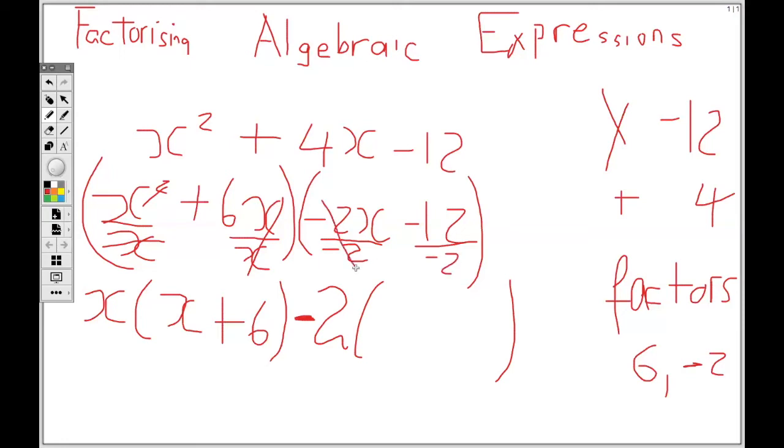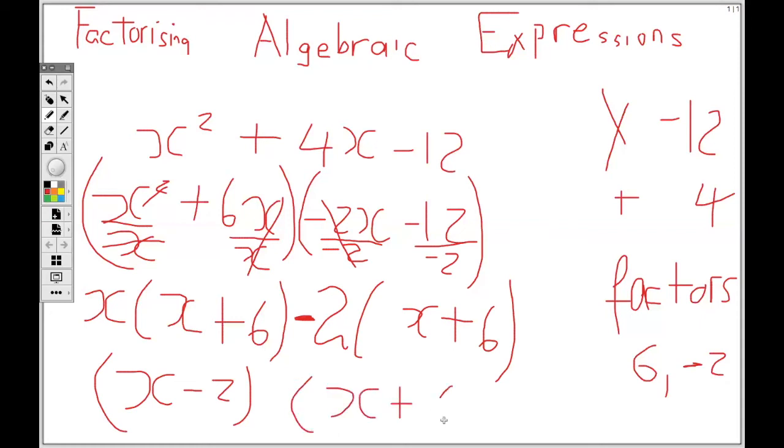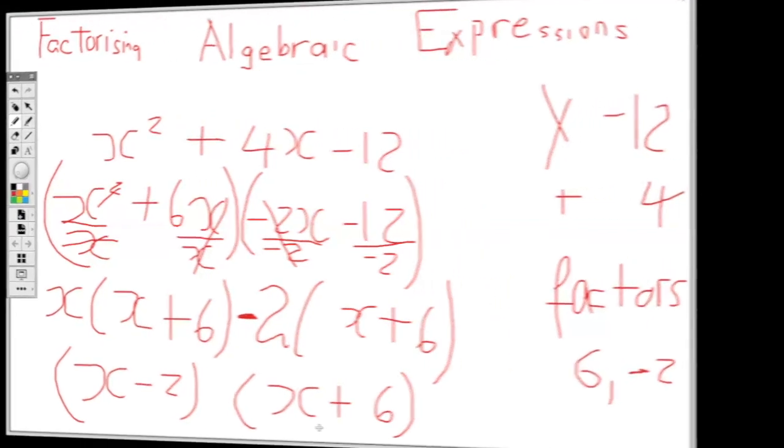So these cancel, so I'm left with x. Then negative 2 into negative 12, that gives us positive 6. Again, the brackets are the same. So this is x take away 2, and the next one is x plus 6. So the x minus 2, then write the bracket 1, which is x plus 6. Just remember that we can switch the order.